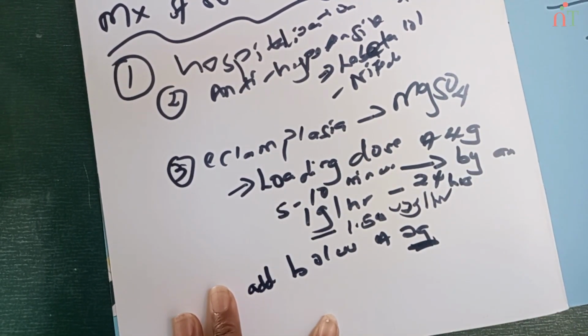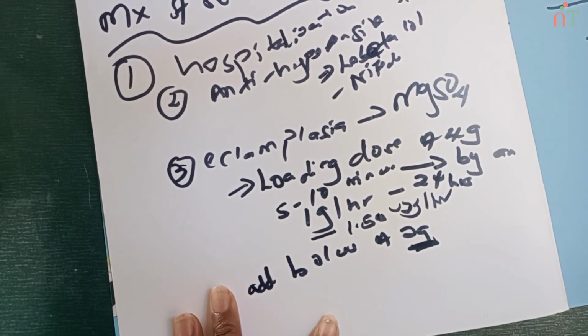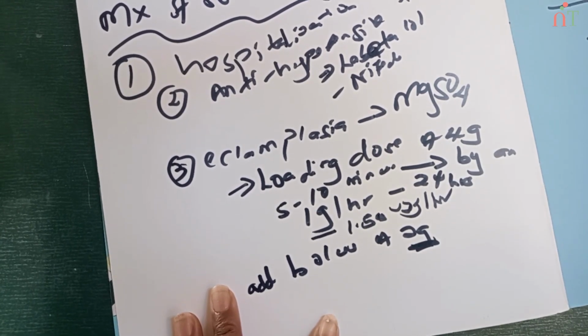And then prophylactic treatment with magnesium sulfate is indicated for all patients with preeclampsia with severe features. So make sure that you are giving magnesium sulfate as a prophylactic.